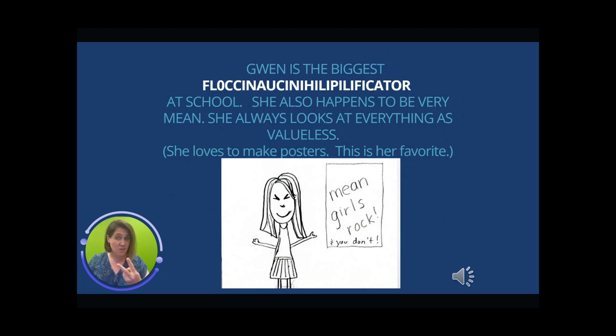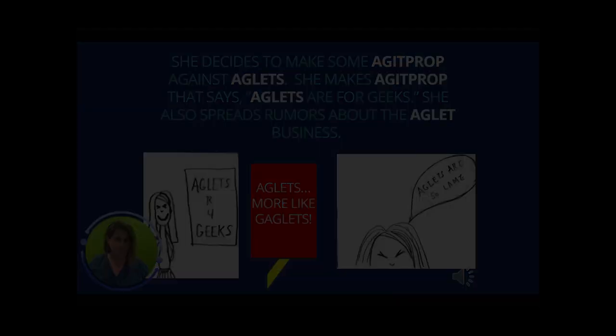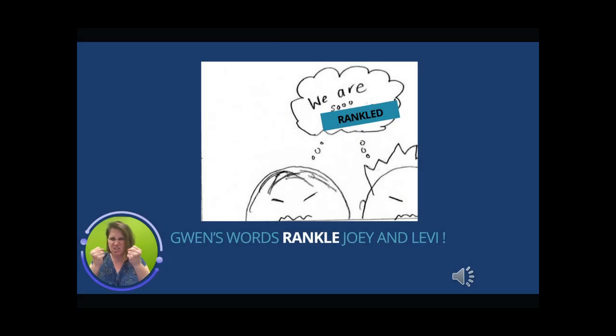Gwen is the biggest Floxinosinilipilificator at school. She also happens to be very mean. She always looks at everything as valueless. She loves to make posters, and this is her favorite. Mean girls rock, and you don't. She decides to make some agitprop against aglets. She makes agitprop that says aglets are for geeks. She also spreads rumors about the aglet business. Aglets are so lame. Gwen's words rankle Joey and Levi. "We are so rankled."